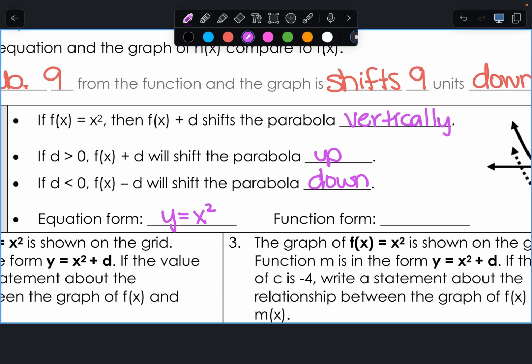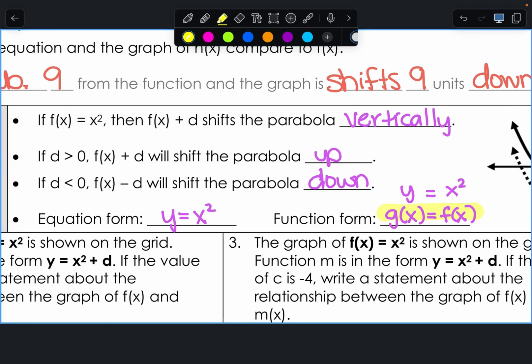Going from y is equal to x squared to function form, what you do is you write the new name of the function, and typically it's g of x. G of x is replacing my y, and to replace that x squared, they replace it with f of x. So that's how it would look on the STAR test right here. Fun stuff.